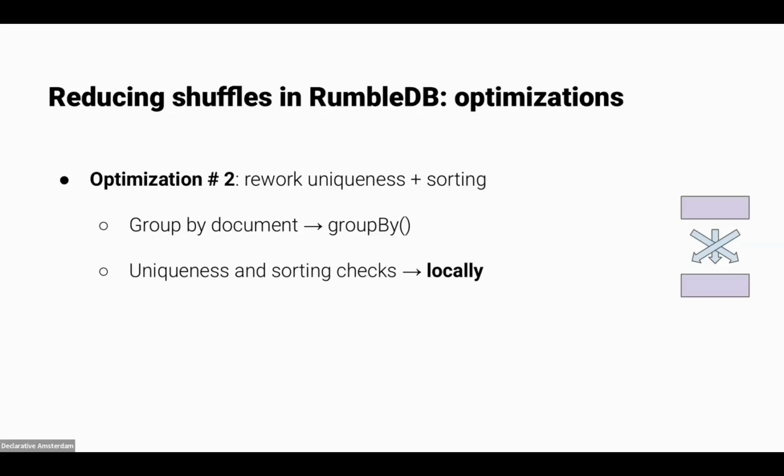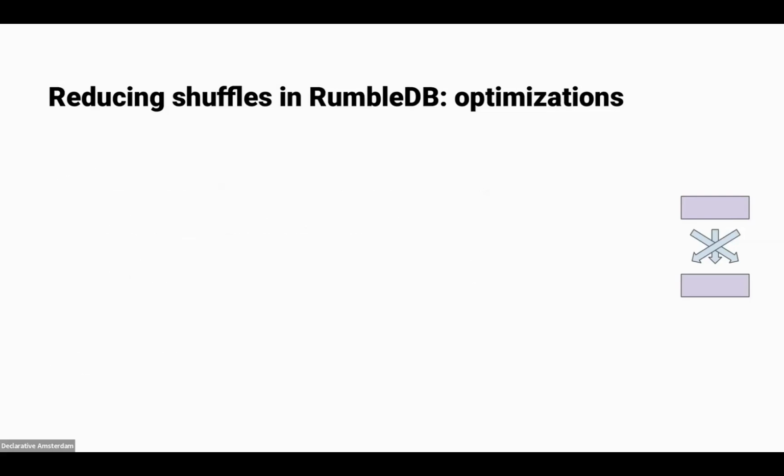apply uniqueness and sorting constraints within each document, and such transformations will be applied locally within each partition sitting on a single node and without any additional shuffling required. Overall, with this approach, we are now able to perform just one shuffle while maintaining the desired guarantees on the query result. We also worked on more experimental challenges.